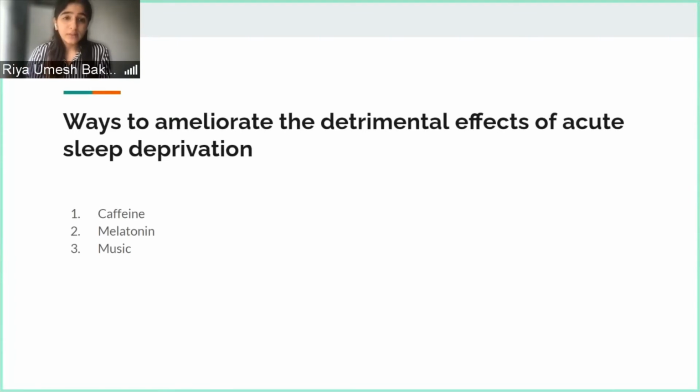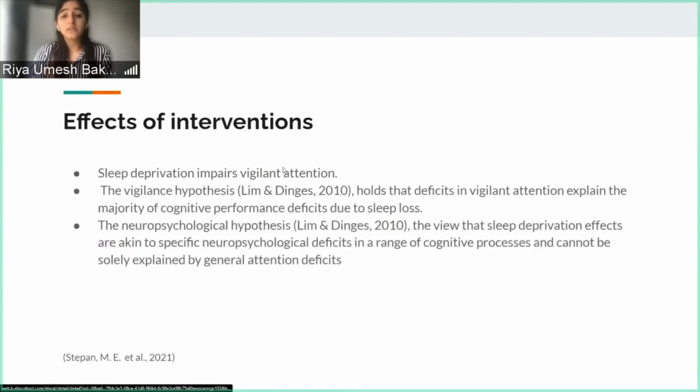So these interventions help us know that sleep deprivation impairs vigilant attention. For some tasks, including a psychomotor control task, however, 24 hours of sleep deprivation had no effect on performance. So we concluded that the vigilance hypothesis holds that deficits in vigilant attention explain the majority of cognitive performance deficits due to sleep loss.